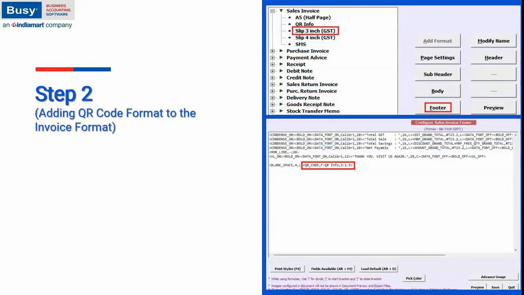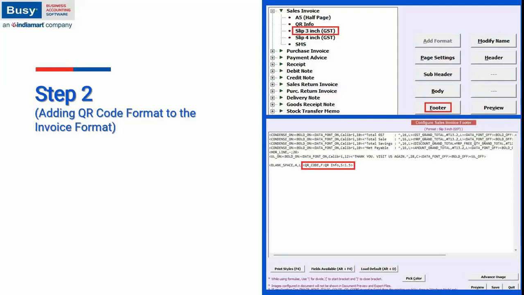Then step number two, screenshots are given here. Here you can decide in which format you want to print your QR code, whether it is A4 size paper or A5 size paper, 3-inch paper, 4-inch paper. You need to select that format name first. Go to the header or footer section, because normally the QR code will print only in the header and footer section. If you print the QR code in the body section, it does not look so beautiful. That is why we suggest you add the QR code in the header or footer section.